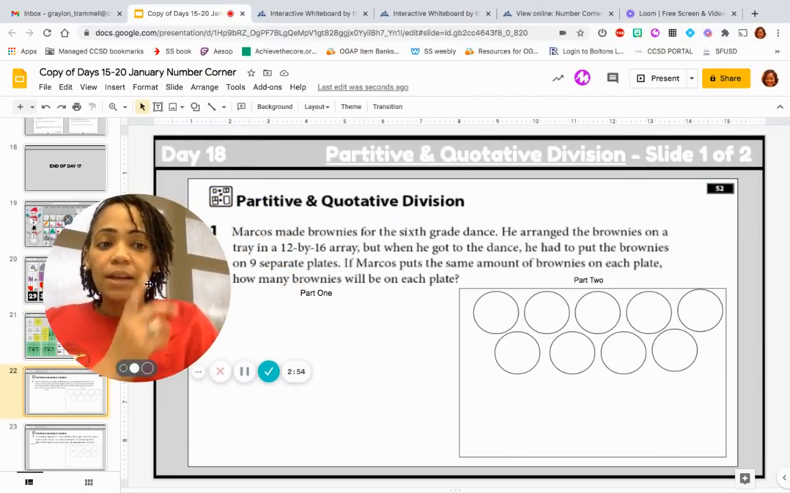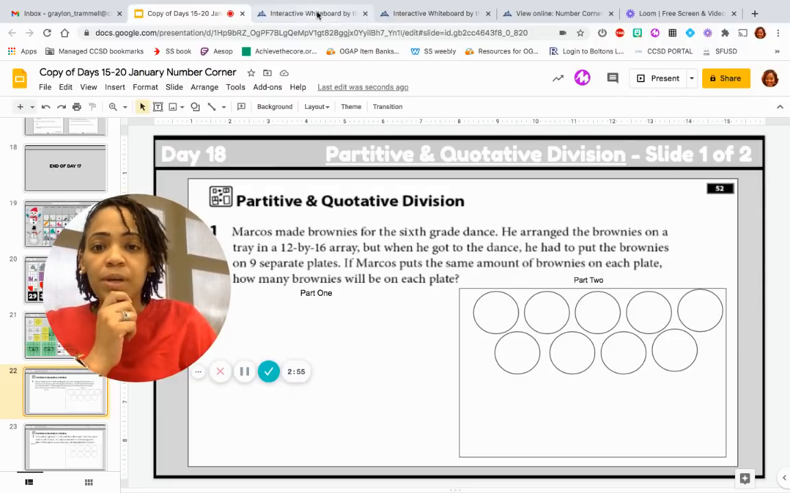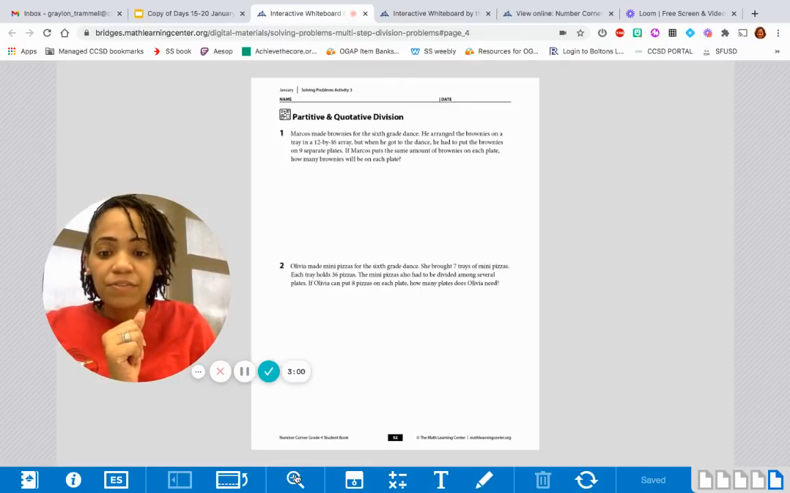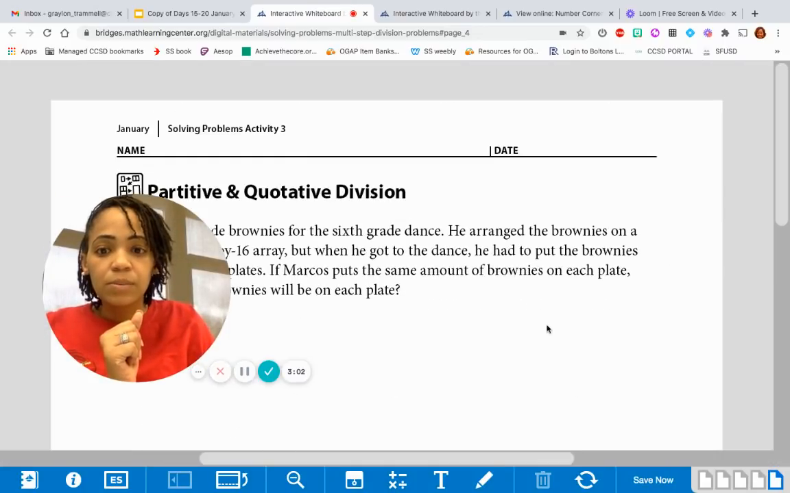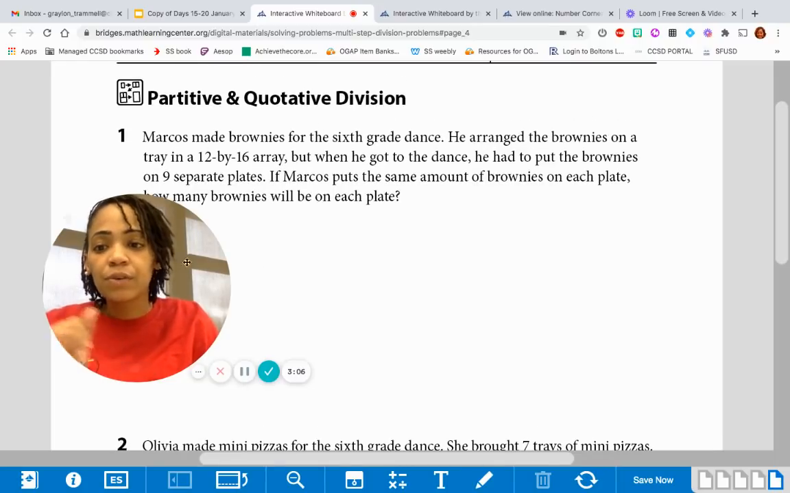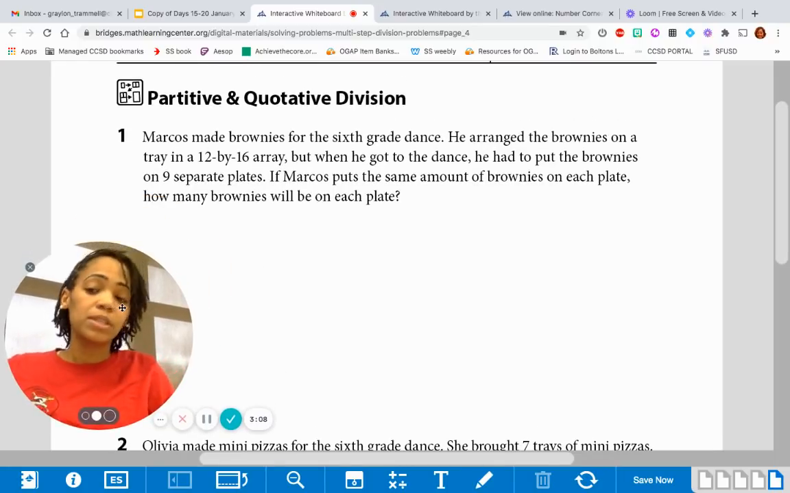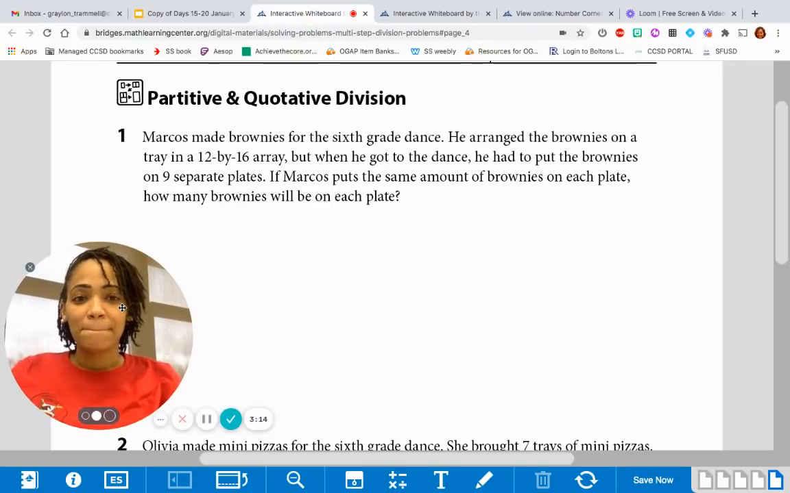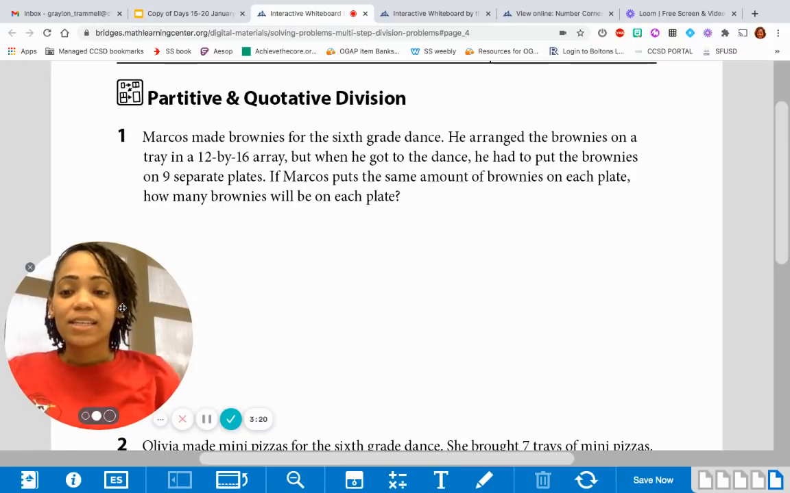So I would like for you to open up your calendar or your Number Corner workbooks to page 52. Our focus is going to be on number 1 for right now. And when you get there, if you can go ahead and silently read the problem to yourself, that would be awesome. I'll give you a few seconds. All right, so here's our problem.